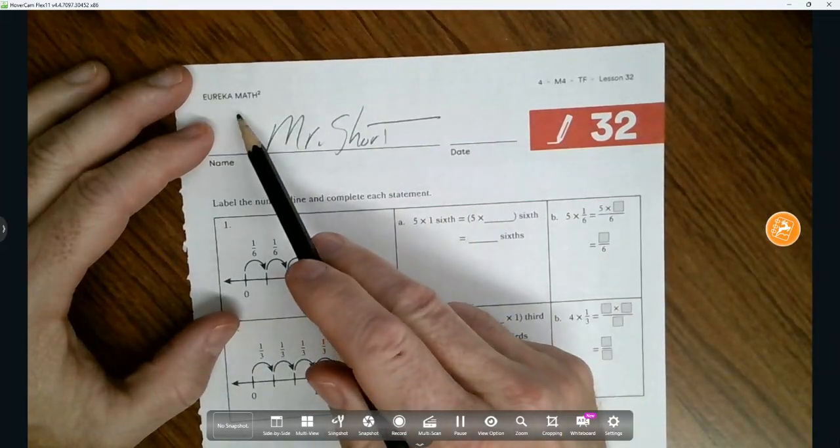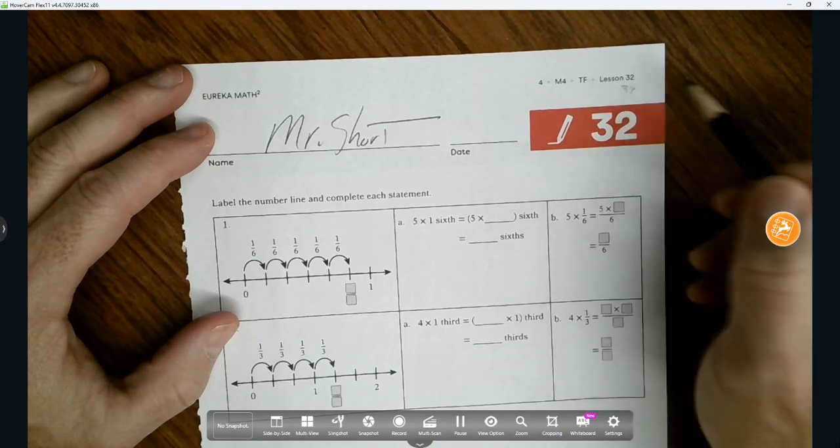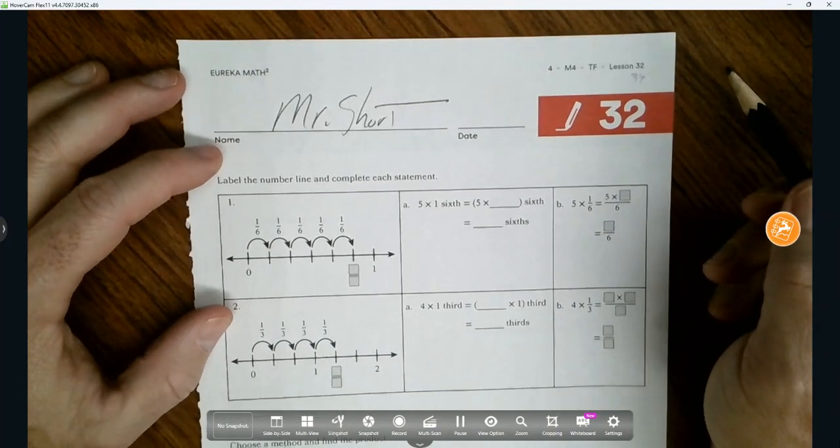This is Eureka Math Squared, fourth grade Mod 4, lesson 32. We're almost done. There's only 34 lessons. We are almost there. Today we're on page 193 and 194.